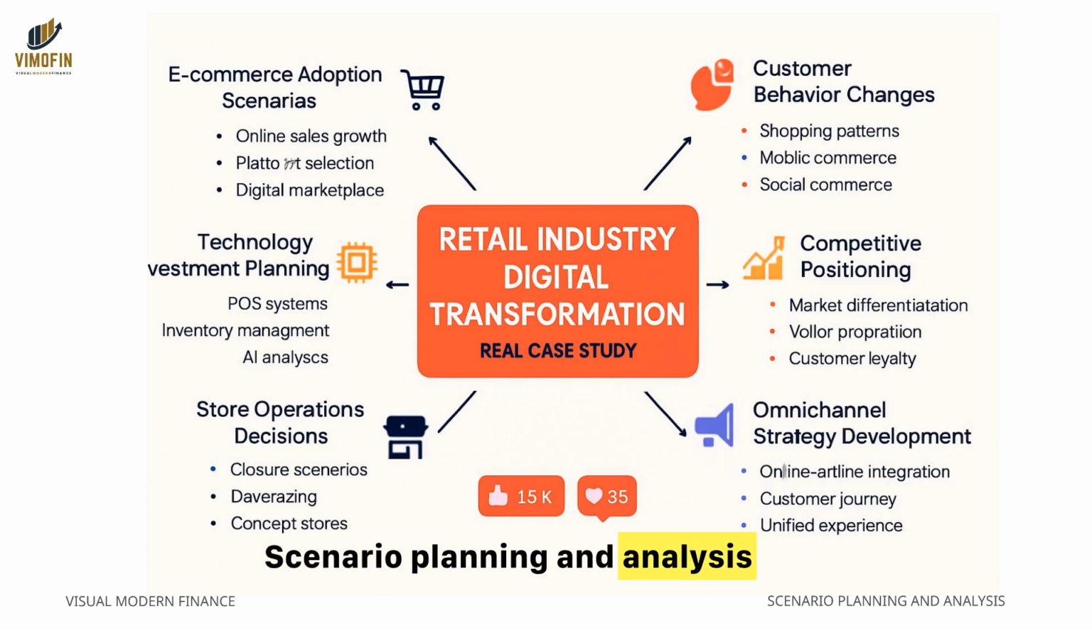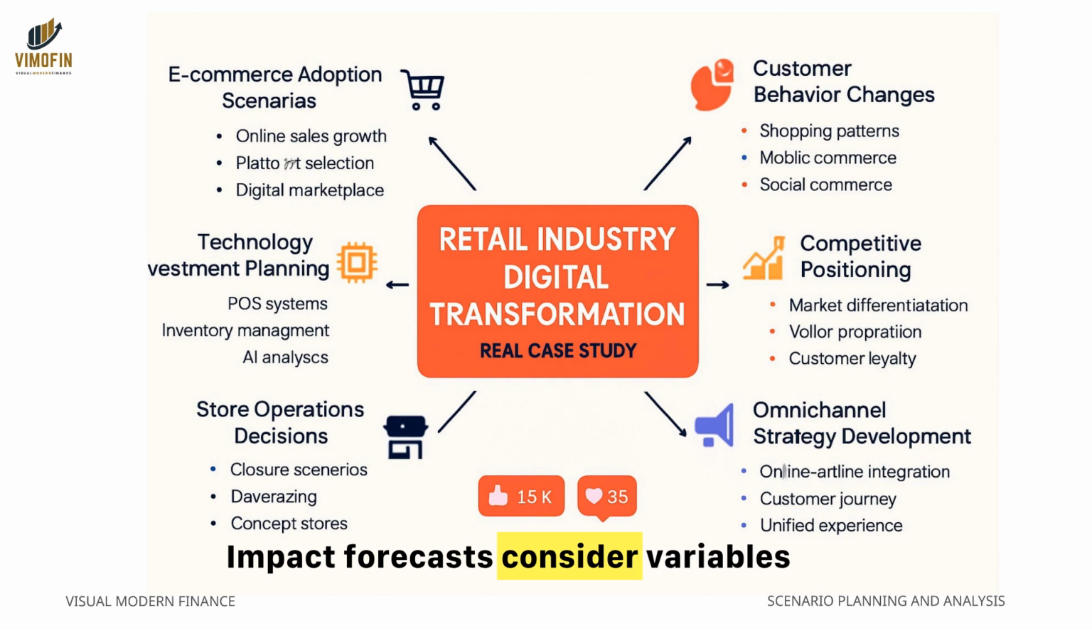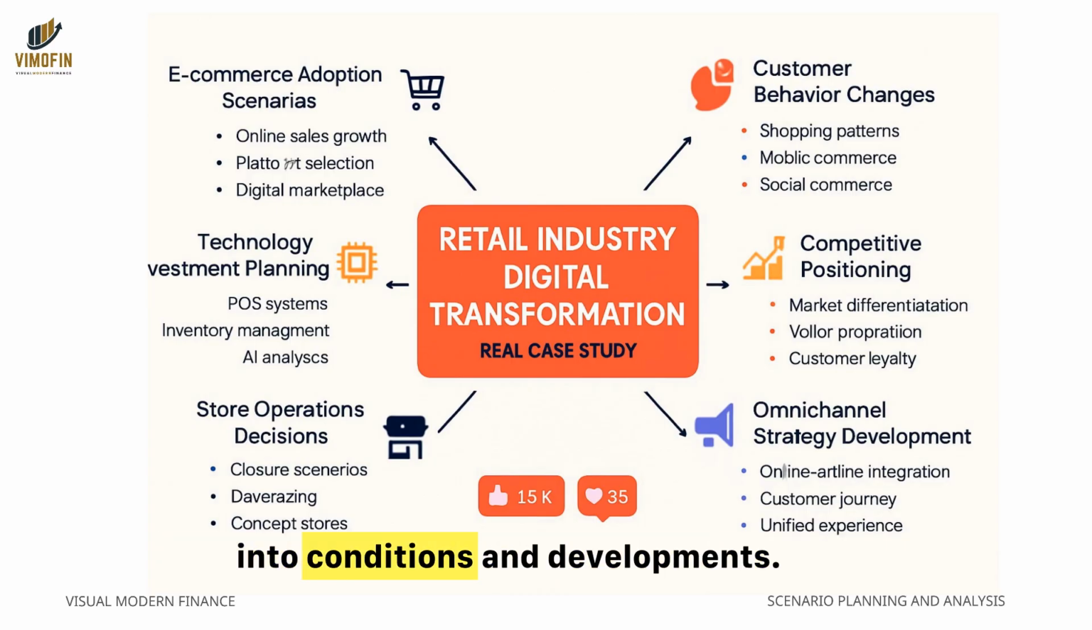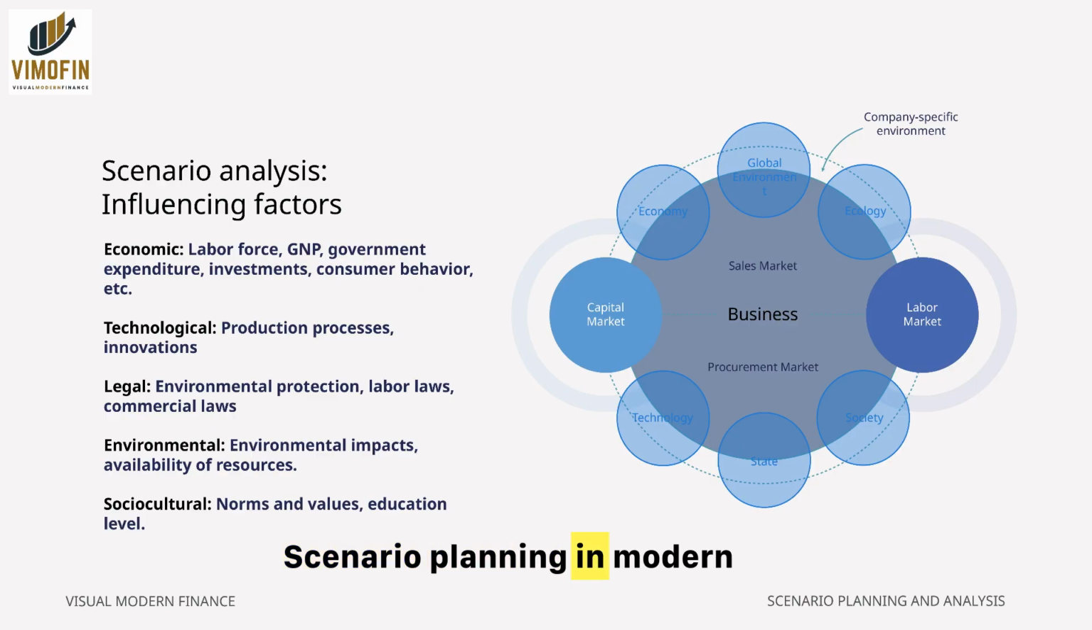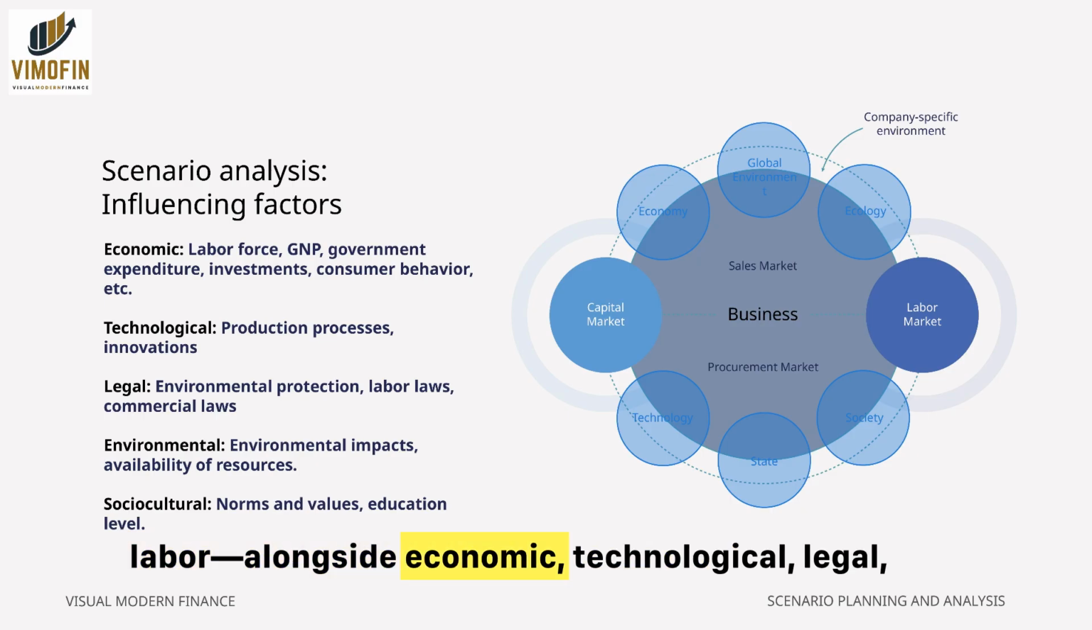Scenario planning and analysis involve evaluating and selecting strategies, enforcing and implementing them, and comparing actual values with forecasts. It includes defining goals, identifying problems, and exploring alternatives. Impact forecasts consider variables influenced by decision makers, while situation forecasts focus on uncontrollable variables, providing insights into conditions and developments.